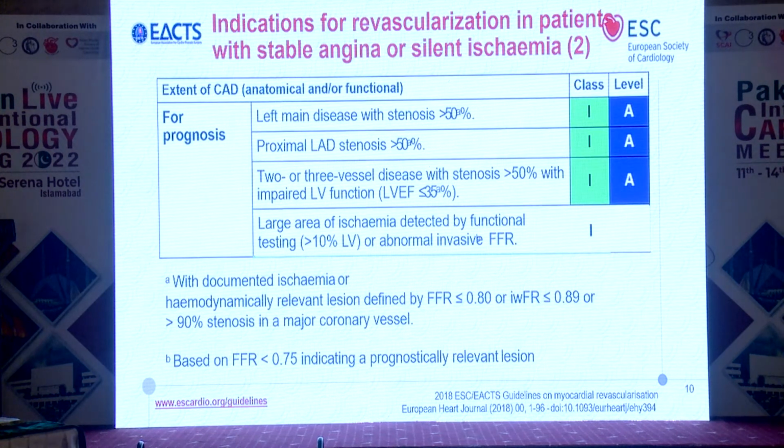For prognosis, left main disease more than 50%, proximal LAD, two or three vessel disease with reduced EF, and a large area of ischemic burden are all class 1A indications. Any of these, you can jump on it. Whichever way you want to intervene, we can talk about that later. But if you have undocumented ischemia, then consider FFR, iFR, or some form of functional testing to document ischemia from that particular territory.